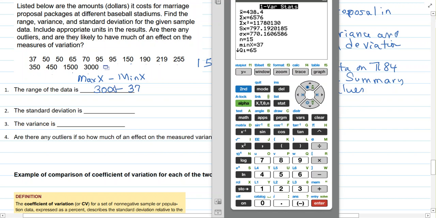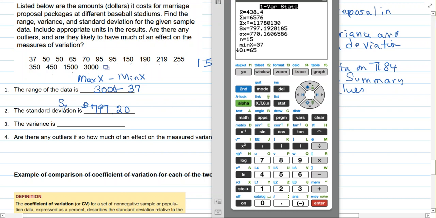Okay, so we want the standard deviation. It's a sample, so we want S of x. And we want 1 decimal place because we're just doing data for the procedural aspect of this problem. And the standard deviation for the sample is 797.1919. So we're going to make it a 2. And we need the denomination. So this is going to be dollars. Okay? It's going to be dollars.